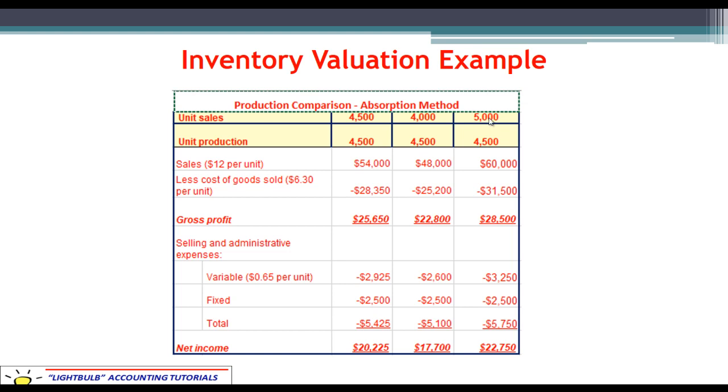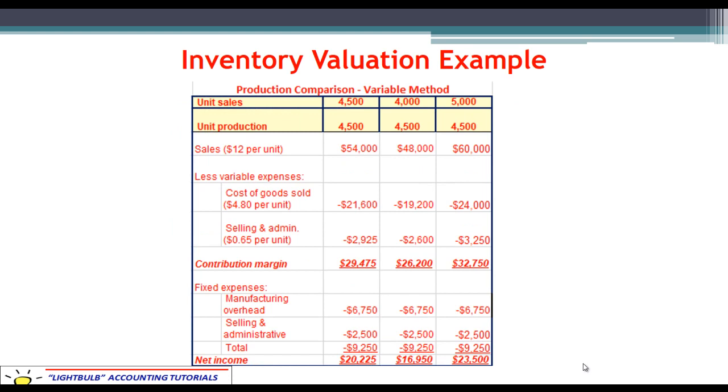But now let's take a look here. We now are selling more units than we produced. Now the reason we can do that is that we had some units left over from year 2. Now we're selling them all plus some. So we have our sales, we subtract out our cost of goods sold to get our gross profit, and then we subtract out our variable and fixed costs. So just keep in mind how the net income changes under those different methods.